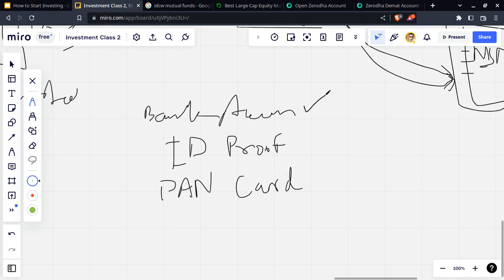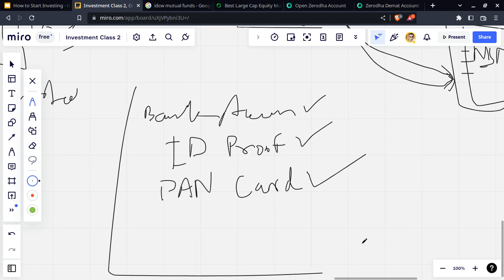You need a bank account, which I suppose everyone has already. Identity proof everyone has, and you need a PAN card. Whether you invest in mutual funds or stocks, all three things are required. In stocks only, you have to open a demat account. In mutual funds you don't need a demat account, but you need these three things to get started.